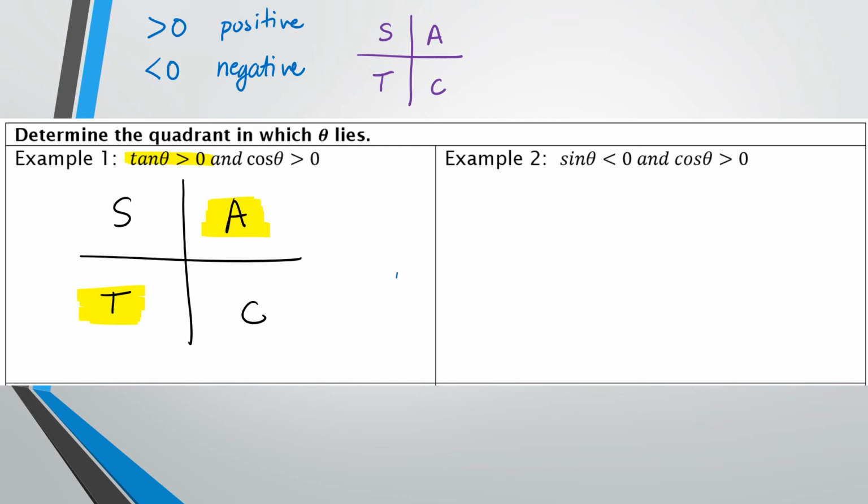And now I'm going to do the same thing for cosine. So I'm going to figure out where is cosine positive. Remember, everything's always positive in quadrant 1. And then cosine would also be positive where there's a C. So now I have 2 quadrants that are true for the blue thing. The answer to my problem is the quadrant where they overlap. So that would be in quadrant 1.